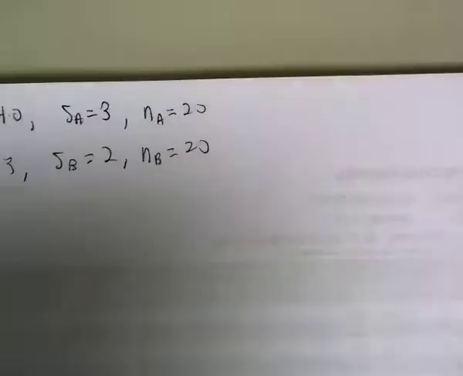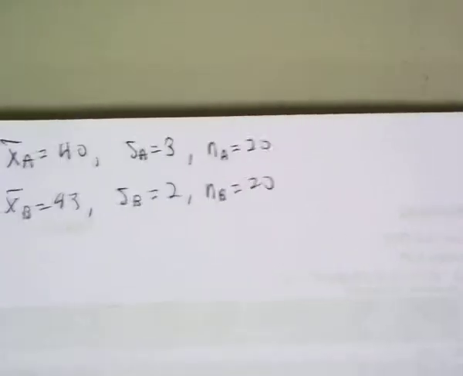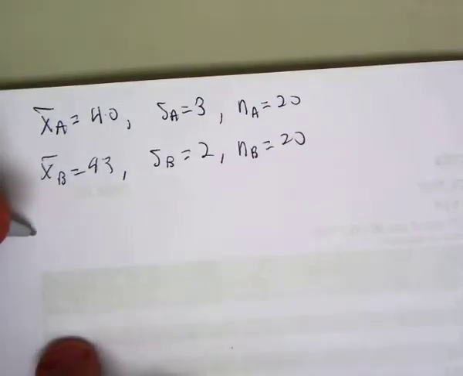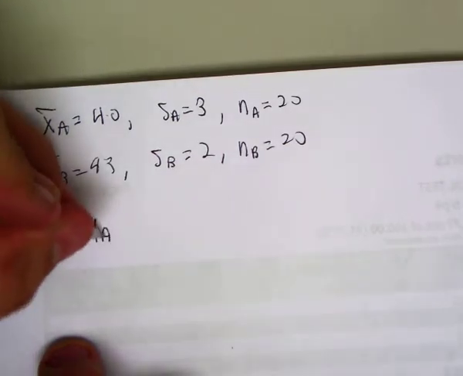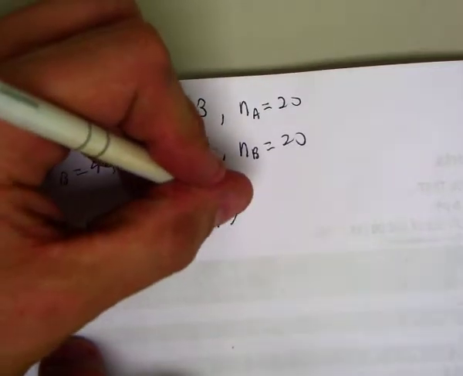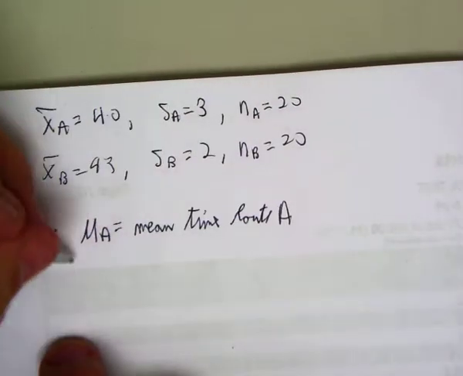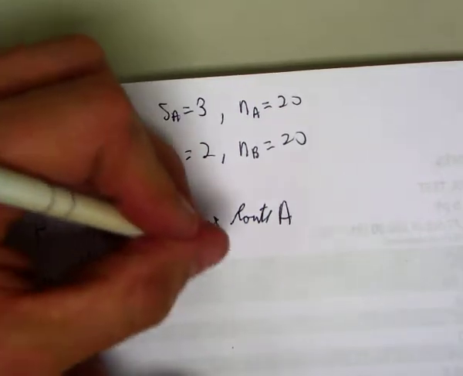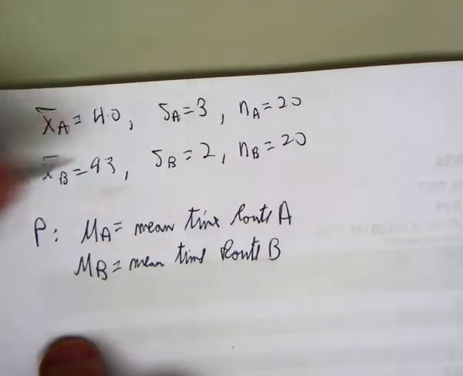Okay, so here's what our statistics are. So that's the average time for route A, the standard deviation for route A, the number of trials for route A, and the same thing with route B. So we're going to do our parameter. Mu of A is the mean time of route A. Mu of B is the mean time of route B.